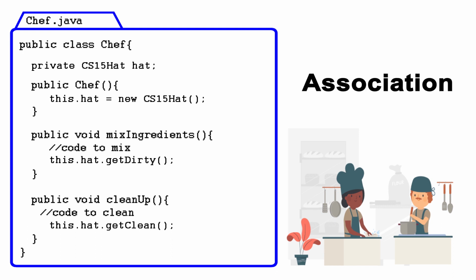To set up this association, we modify the chef's constructor by declaring a parameter of type CS15 hat in it. In order to complete the association and be able to call methods on the CS15 hat instance throughout our chef class, we store the myHat passed in our instance variable. This line of code tells us that our hat variable now points to whichever instance of CS15 hat was passed in as an argument to the chef constructor. Now, our hat variable is initialized with the specific CS15 hat instance that we pass in, and when we call our mix ingredients or clean up methods, it is that instance of CS15 hat class created by a restaurant instance that will get dirtied or cleaned.